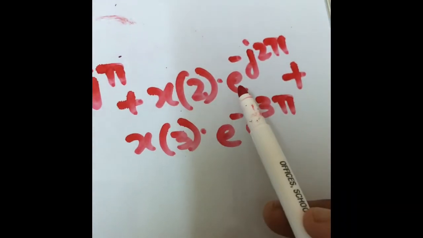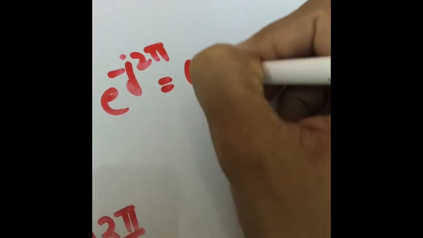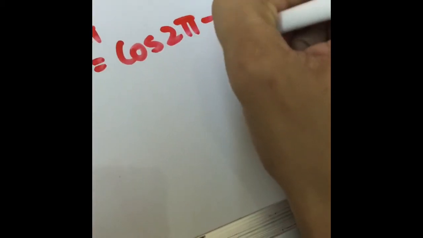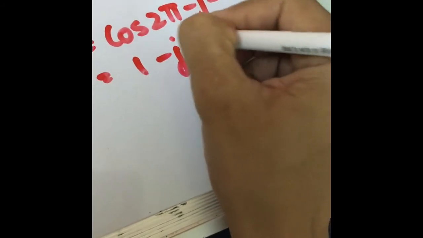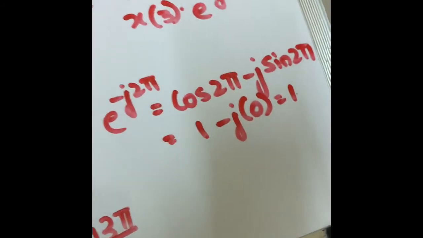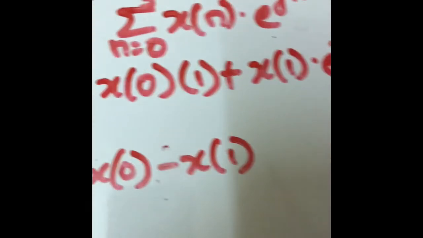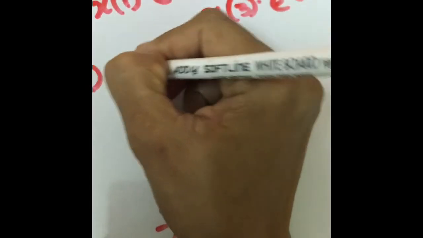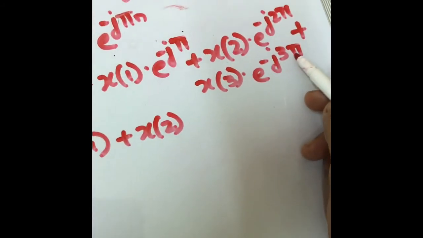Then we have x of 2 into e raised to minus j 2 pi. Again, what is e raised to minus j 2 pi? It is equal to cos 2 pi minus j sin 2 pi. Cos 2 pi value is 1, sin 2 pi value is 0. So it is equal to 1. So x of 2 into 1, and again x of 3 into e raised to minus j 3 pi.